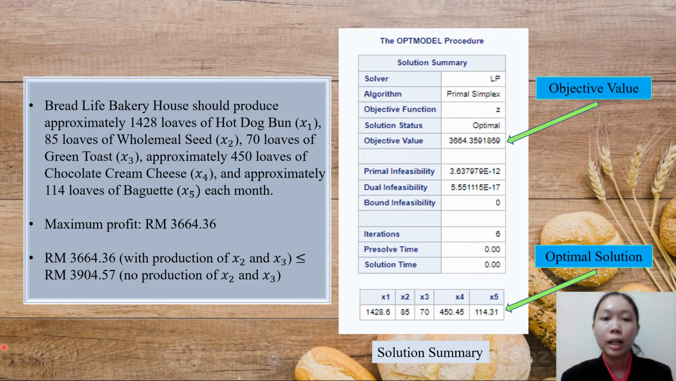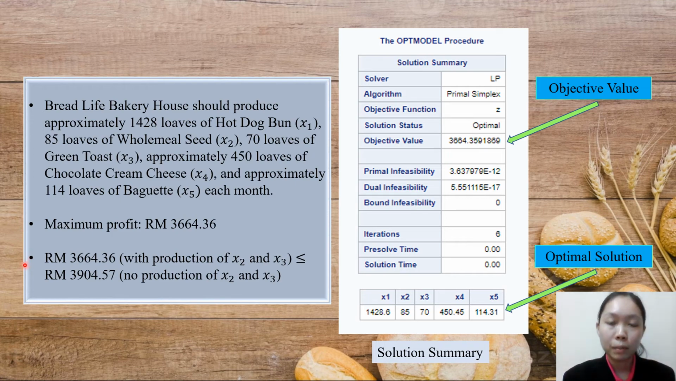3,664.36. This indicates that BakeLife Bakery House should produce approximately 1,428 loaves of hot dog buns, 85 loaves of wholemeal seeds, 70 loaves of green toast, approximately 450 loaves of chocolate cream cheese, and approximately 114 loaves of baguettes each month in order to obtain a maximum profit of 3,664 ringgit and 36 cents.